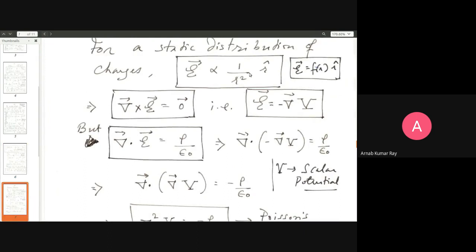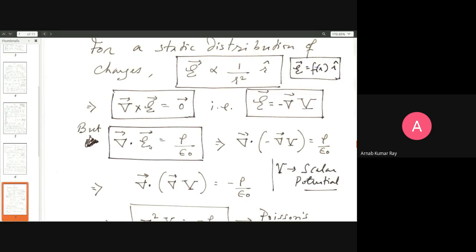E is a function only of R. It's a vector function, R, and directed along R cap. Therefore, curl of E is equal to 0. If curl of E is equal to 0, then you can write E as the gradient of a scalar function, because curl of the gradient of a scalar function is also equal to 0, the latter being a mathematical principle. And I have put a minus sign also because of physical reasons due to the conservation principles. So E is equal to minus gradient of the scalar function.